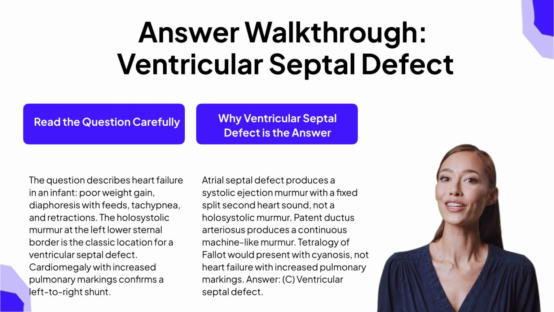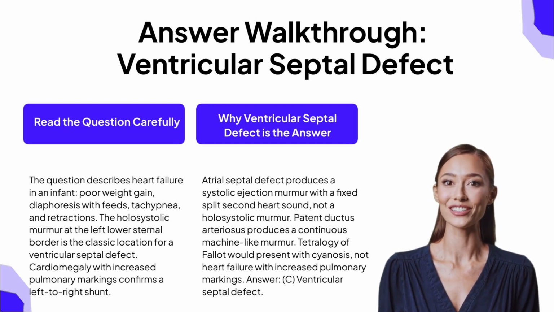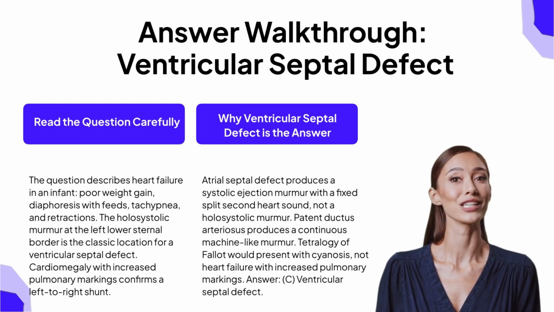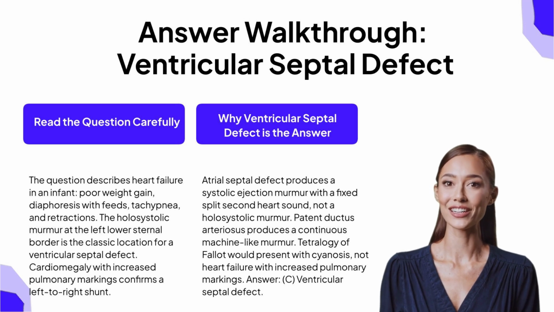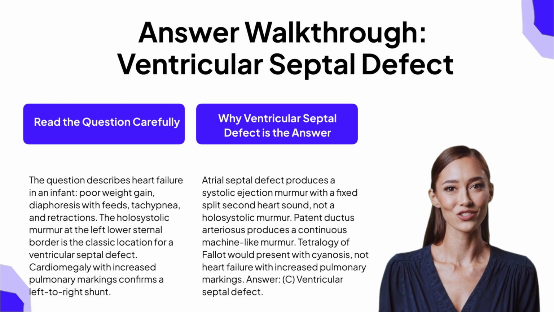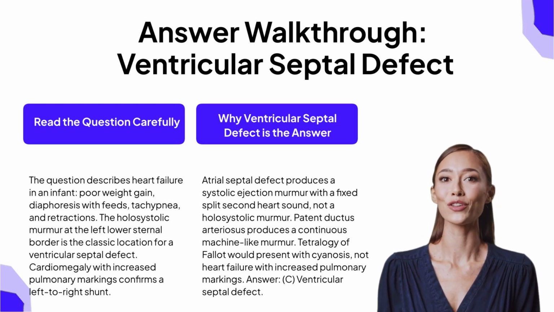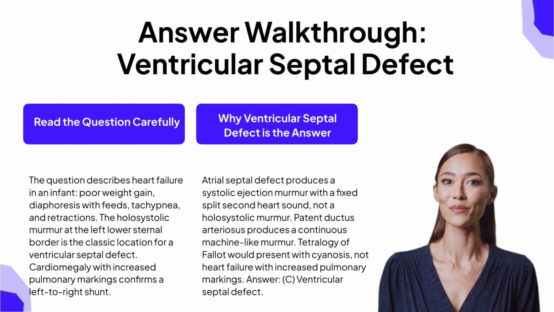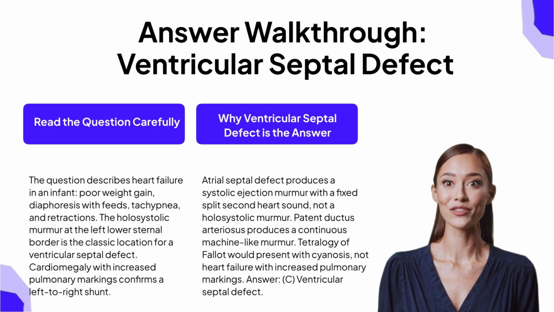Now, why is ventricular septal defect the answer? Atrial septal defect produces a systolic ejection murmur with a fixed split second heart sound, not a holosystolic murmur. Patent ductus arteriosus produces a continuous machine-like murmur, not a holosystolic one. Tetralogy of Fallot would present with cyanosis and decreased pulmonary blood flow on chest X-ray, not increased pulmonary markings. The correct answer is C, ventricular septal defect.